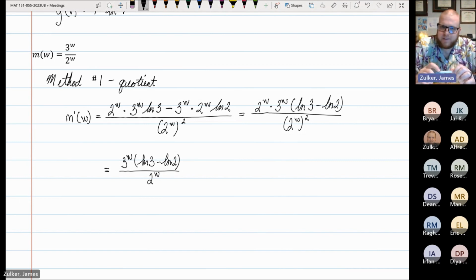That can still be simplified, if we really wanted to. I'll come back to it. That would be using the quotient rule.